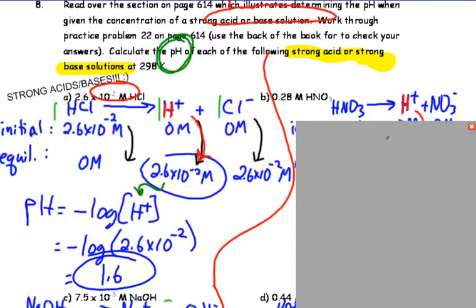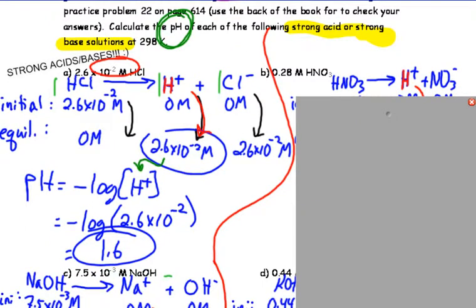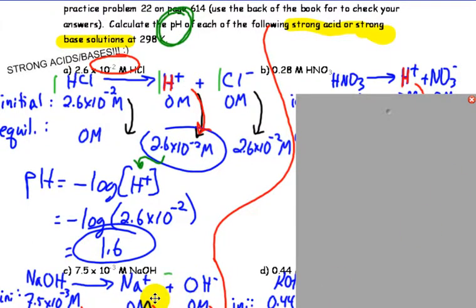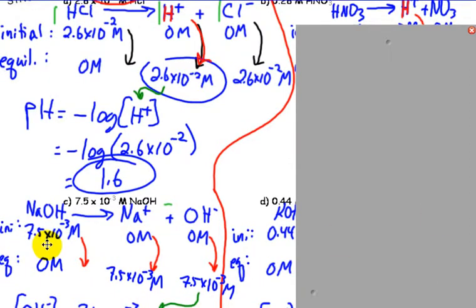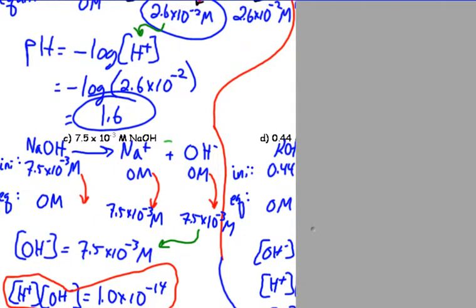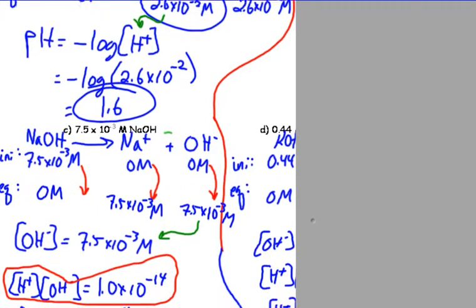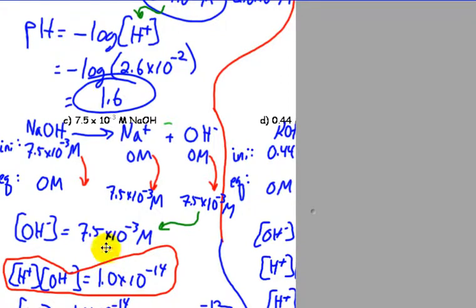If I look over here, I would tell you, of course, whether it's a strong acid or a strong base. This is a strong base, sodium hydroxide, so NaOH breaks down to Na plus and OH minus. So initially, if I had 7.5 times 10 to the minus 3, that breaks down and makes 7.5 times 10 to the minus 3, because it's a 1:1 ratio. So I have my hydroxide ion concentration at equilibrium. To figure out the hydrogen ion concentration, I could use this equation, or I could figure out the pOH and then subtract that number from 14 to get the pH. So there's more than one way to do it.